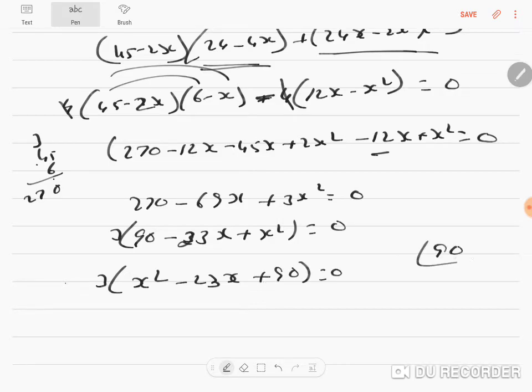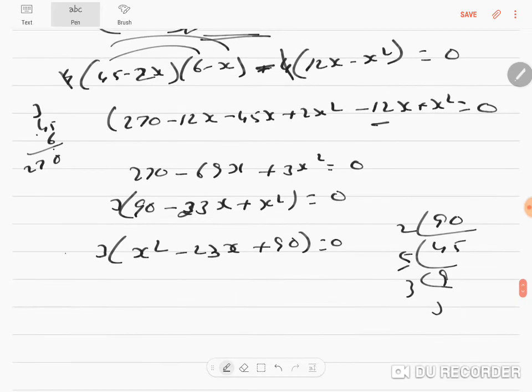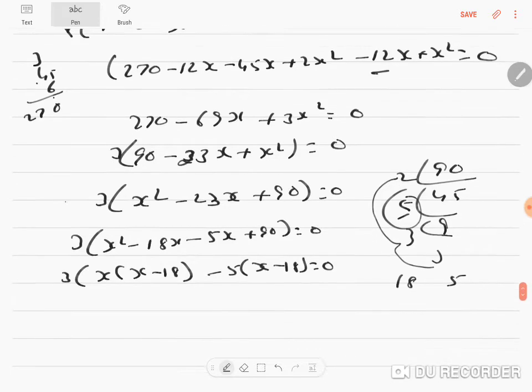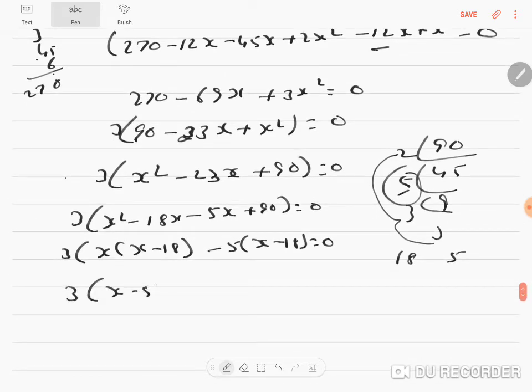Let's factorize 90, 45, 5 9s are, 3 3s are 9, 9 3s are 18, 18 plus 5 is 23. You should know to split it, 18 and 5. So 3 into x square minus 18x minus 5x plus 90 equals 0. So 3 into x minus 18 minus 5 into x minus 18 is equal to 0. Thus you have 3 into x minus 5 into x minus 18 is equal to 0. Thus you get x is equal to 5 and x is equal to 18.